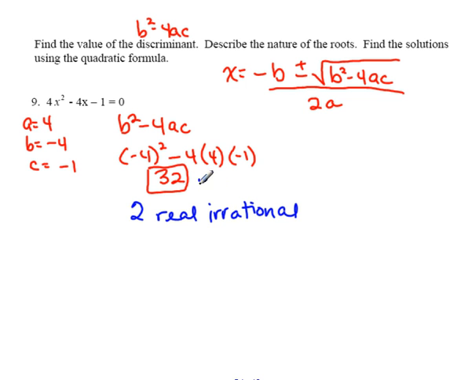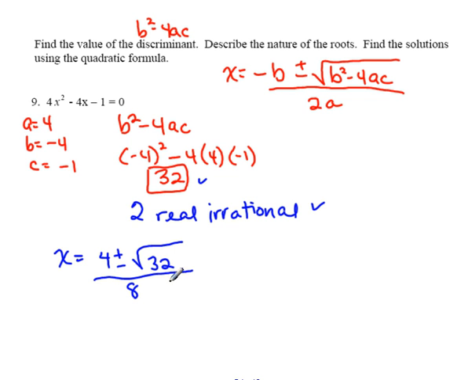So this is the discriminant, 32. This is describing the nature of the roots. Now we actually use the quadratic formula to solve. So the opposite of b, since b is -4, the opposite is +4, plus or minus the square root of the discriminant, well, the discriminant is 32, all over 2 times a, well, a is 4, so 2 times a is 8.